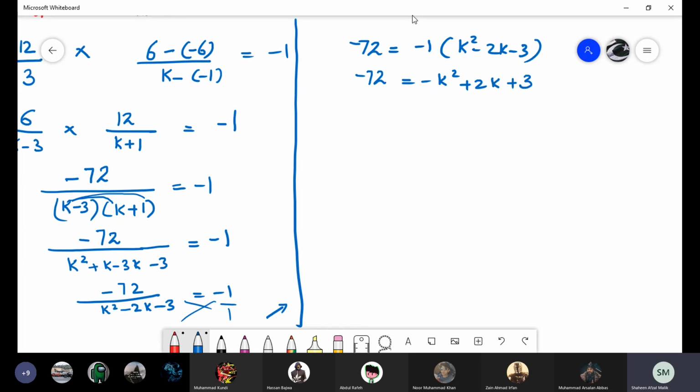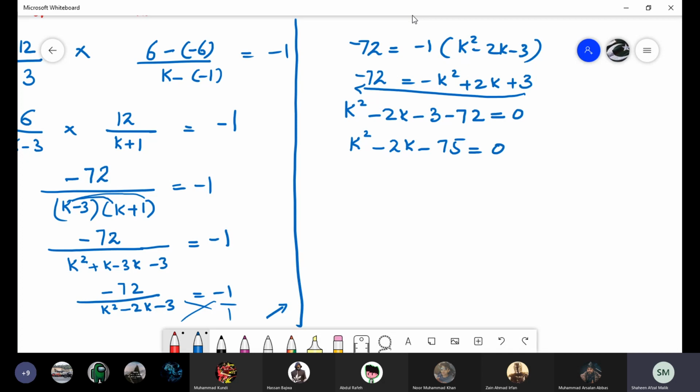Because we want to shift all the variables and constants to one side, and keep the right side equal to 0, it will be k square minus 2k minus 3 minus 72 is equal to 0. We shifted all these 3 terms to this side and made the right side 0. Then if you simplify, it will be k square minus 2k minus 75 is equal to 0. Which situation is this one?